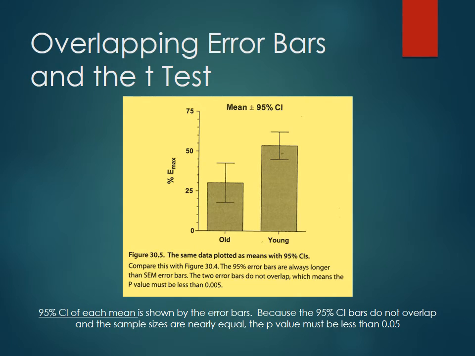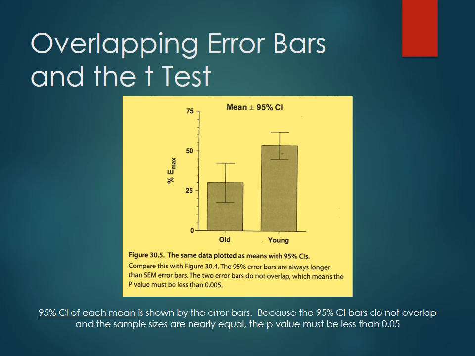And then looking at your 95% confidence interval, again, if these values do not overlap, then this is a good sign that your p-value is going to be less than 0.05. Okay, so if you're comparing two different means together, you've done a t-test and the confidence intervals do not overlap, then you can be assured that the p-value is going to be less than 0.05.